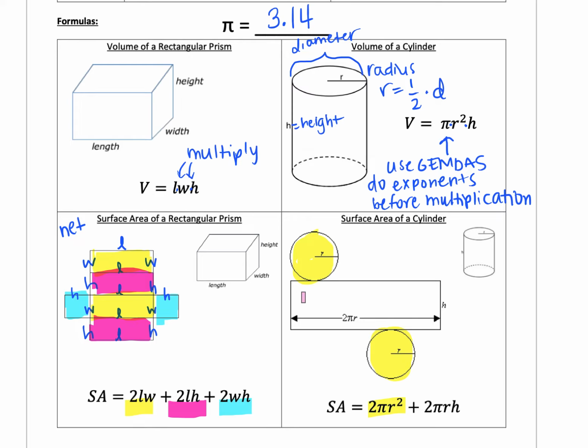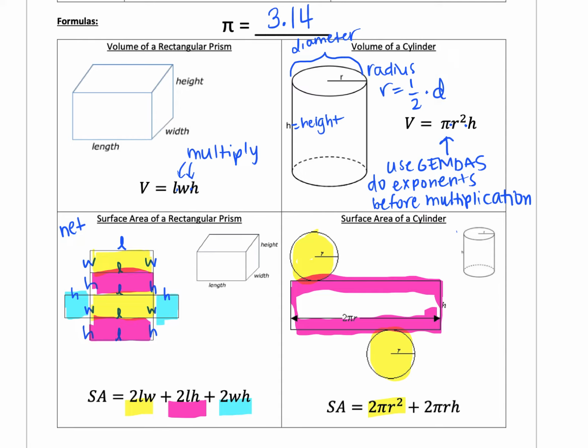Now the rectangle part here is a little trickier. When you have the net of this shape, this rectangle piece gets unfolded, and this part is just the height of whatever your cylinder was. But this distance across here, I know it's kind of hard to see, I highlighted over that. Oops, let's get the eraser. So the distance here is 2 pi r.